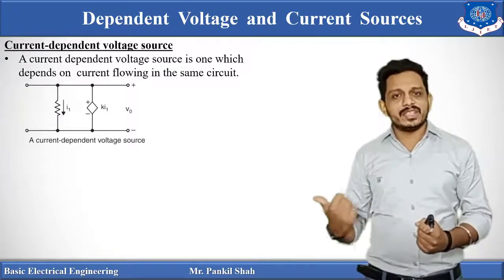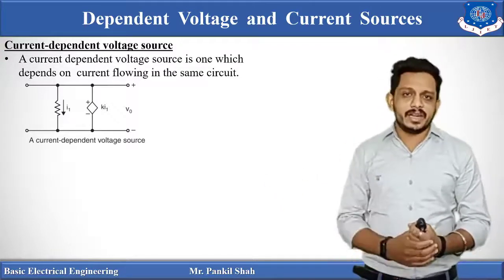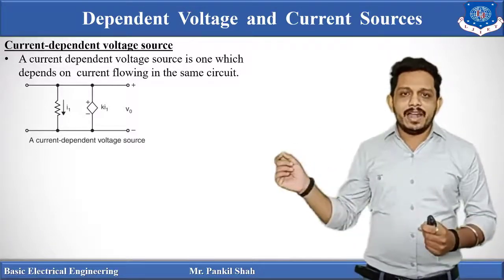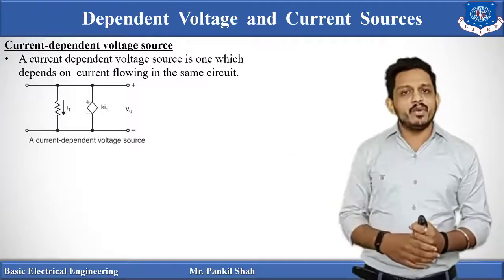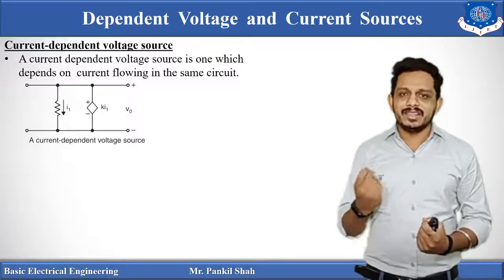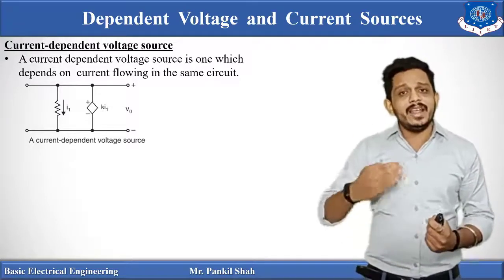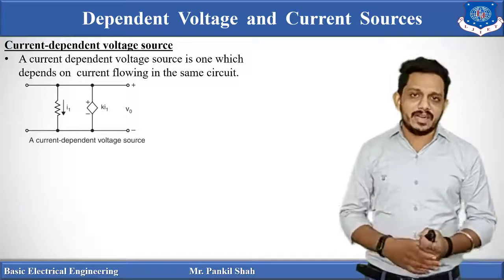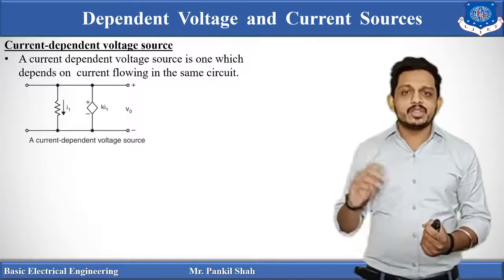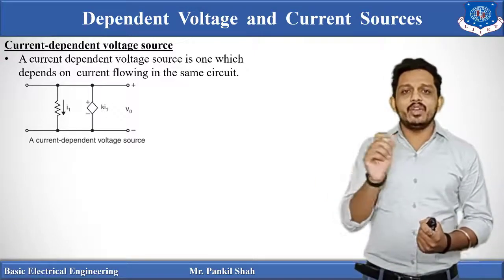The value of this output voltage depends on some other current of this circuit. You can see that there is one input side of this network, and in that input side some current is flowing through one resistor connected there, and that current is I1. So this output voltage V0 depends on some other current of that circuit. So we can establish some constant, that is K. The value of our output voltage will be V0 equals K into I1.